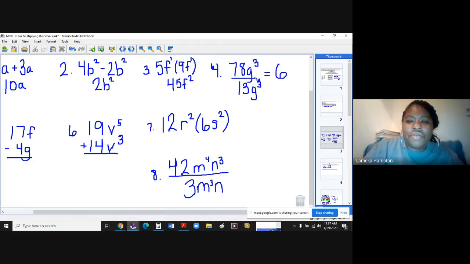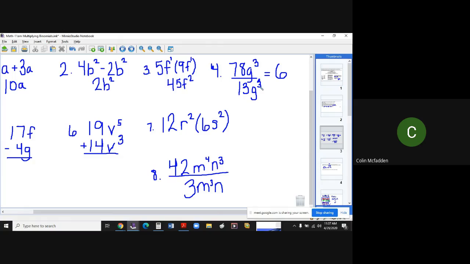All right. So now I did my number. So now I have g to the third over g to the third. So what's 3 minus 3? 0. So it's just 0. So it's just 6g.